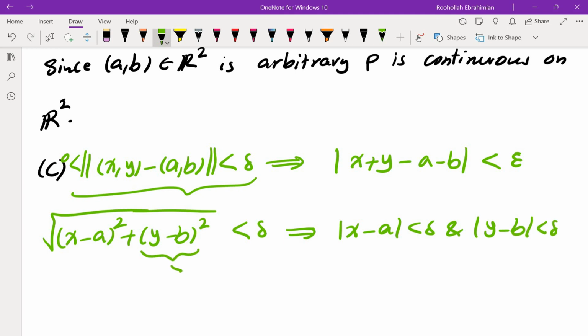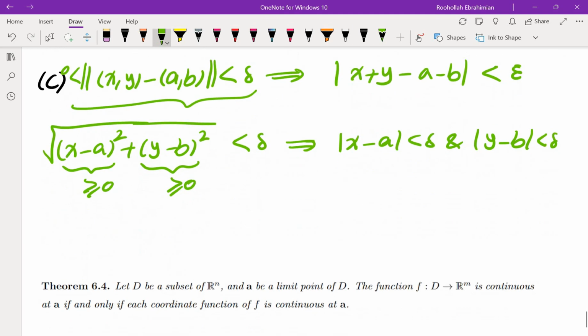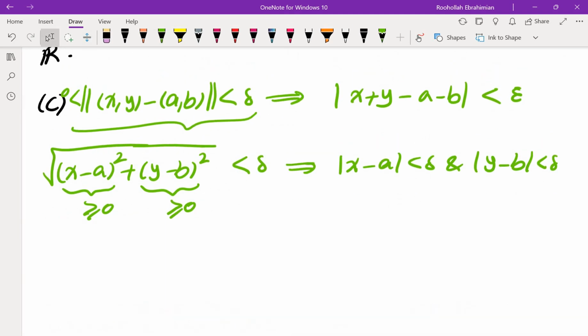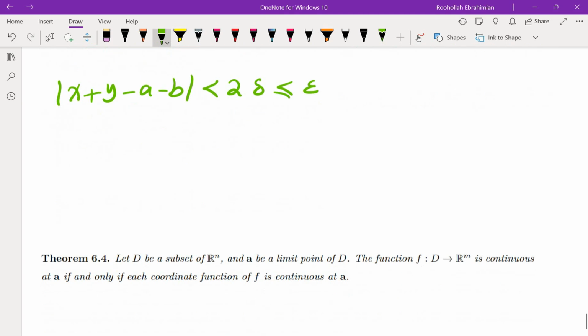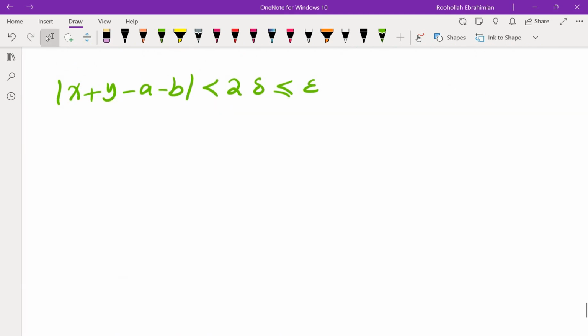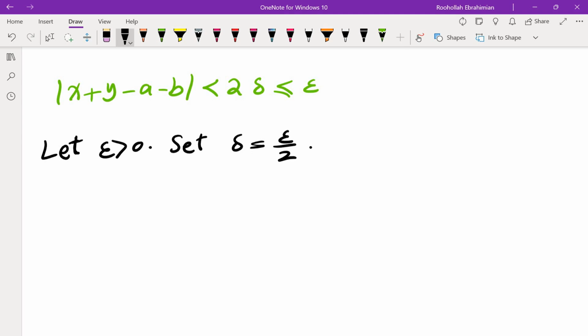The idea is the same thing. This is greater than or equal to 0, and also this is greater than or equal to 0. And then if we add them up, we get absolute value of x plus y minus a minus b, by triangular inequality, less than 2 delta. We need to make sure this is less than or equal to epsilon, so we just take delta to be epsilon over 2. Okay, so let's start with that. Let epsilon be positive. Set delta to be epsilon over 2.